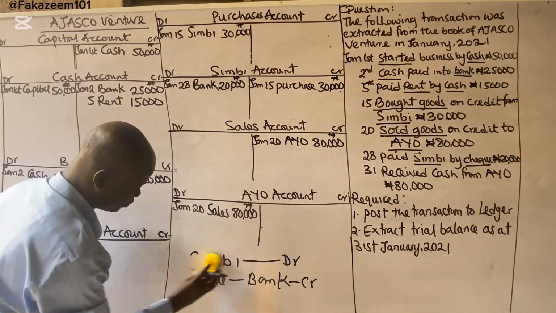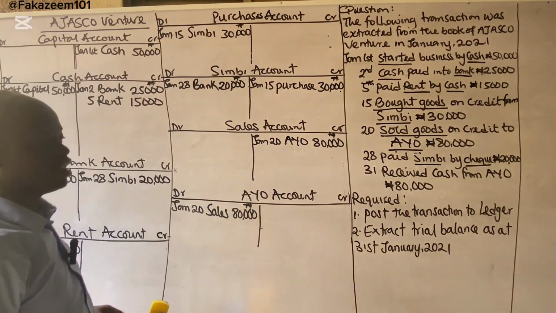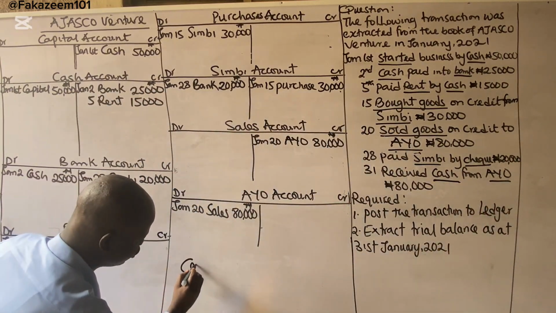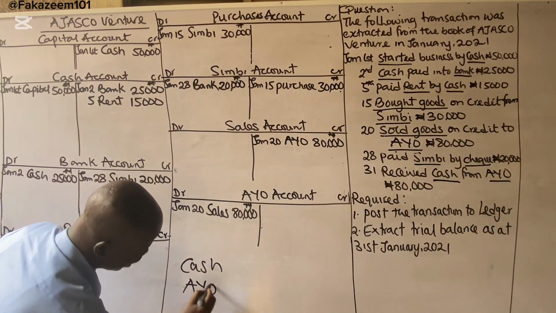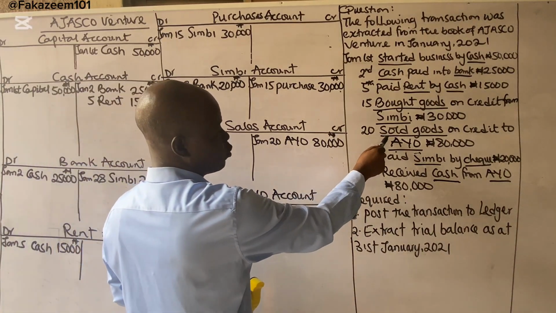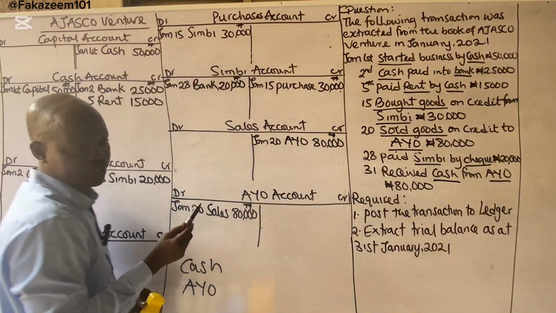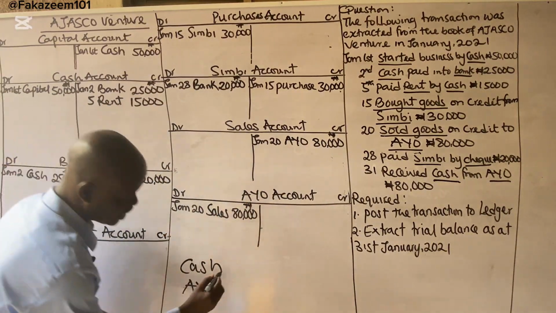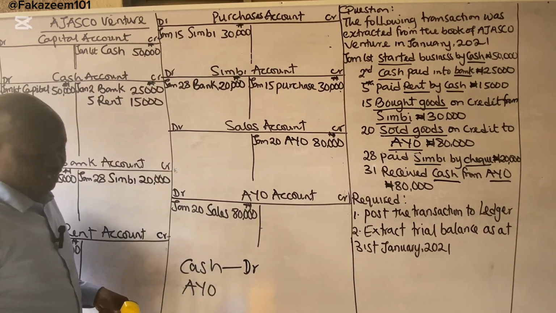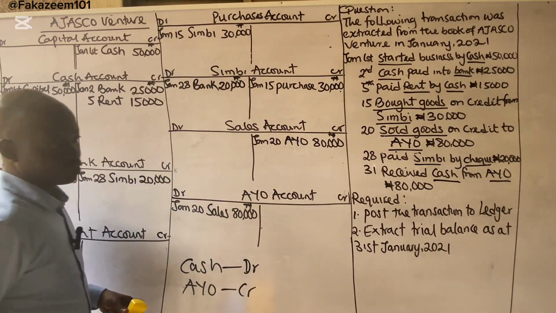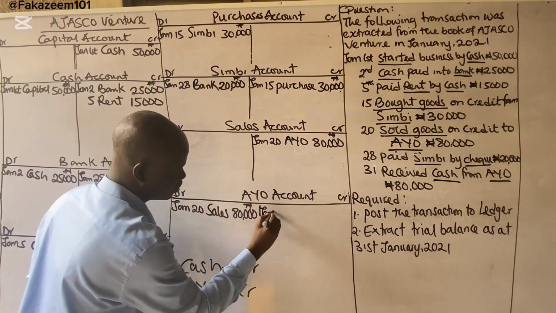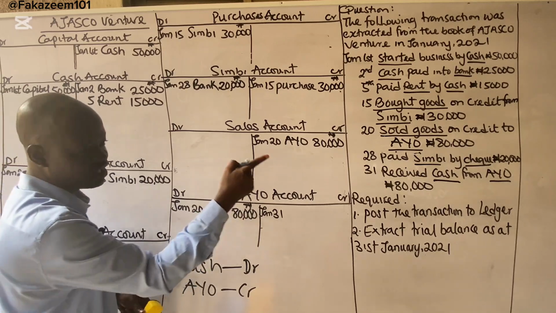Now, lastly, we have January 31st. We have received cash from Ayo. Why did they receive cash from Ayo? Because they once sold goods on credit to Ayo on the 20th. Now they have received their money from Ayo. In that case, the cash the business received is debit, and Ayo is giving out, so Ayo will be credit. Do we have Ayo there? Yes. We now say January 31st, credit Ayo, because Ayo is giving out money now.